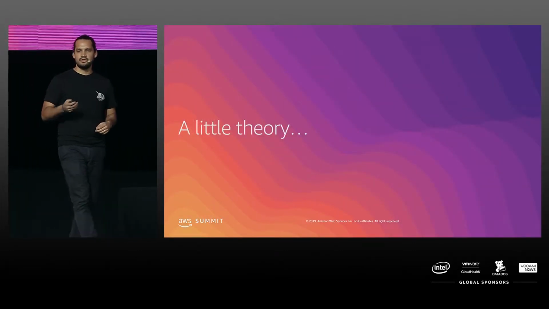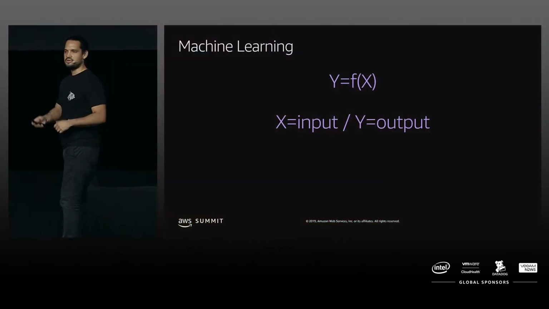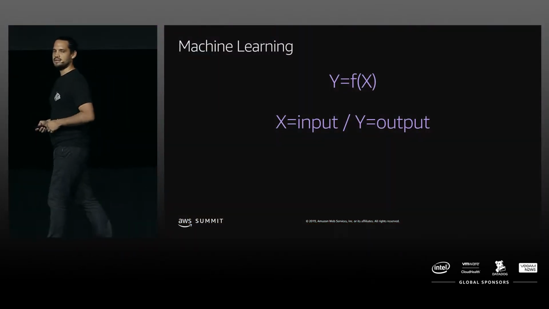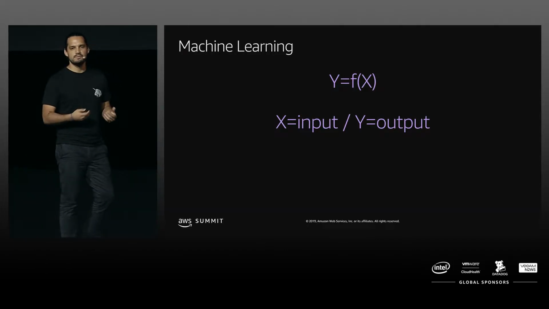So let's start with a little theory around deep learning. Normally, when we talk about deep learning, we also talk about machine learning, right? And deep learning is actually just a subset of machine learning. And what is machine learning?